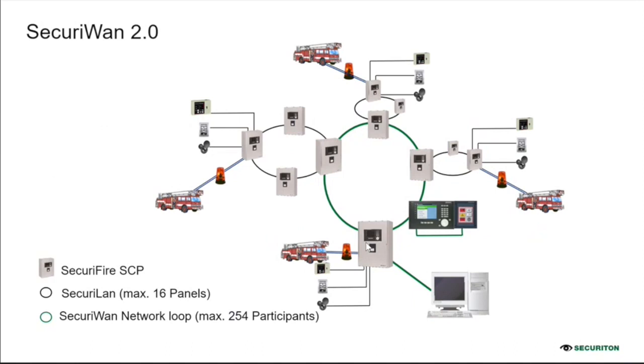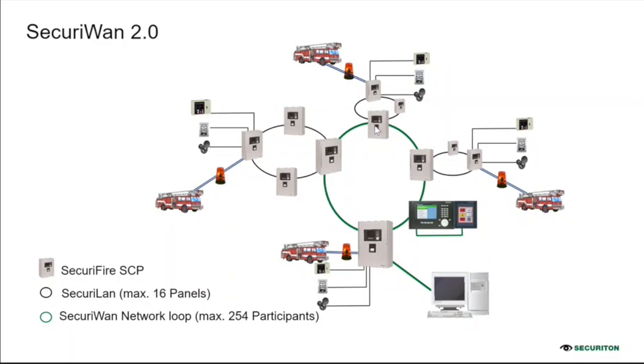So SecuriWan is like, let's say, a network of different SecuriLANs. Whenever, for example, 16 panels are not enough, because the system is very big, we can realize a different networking. We can combine different SecuriLANs, and we can create a SecuriWan. On the SecuriWan that you see here in green, the ones in black are SecuriLANs. You see we have one SecuriLAN, two SecuriLAN, three SecuriLAN with all the accessories, fire brigade connection, whatever.